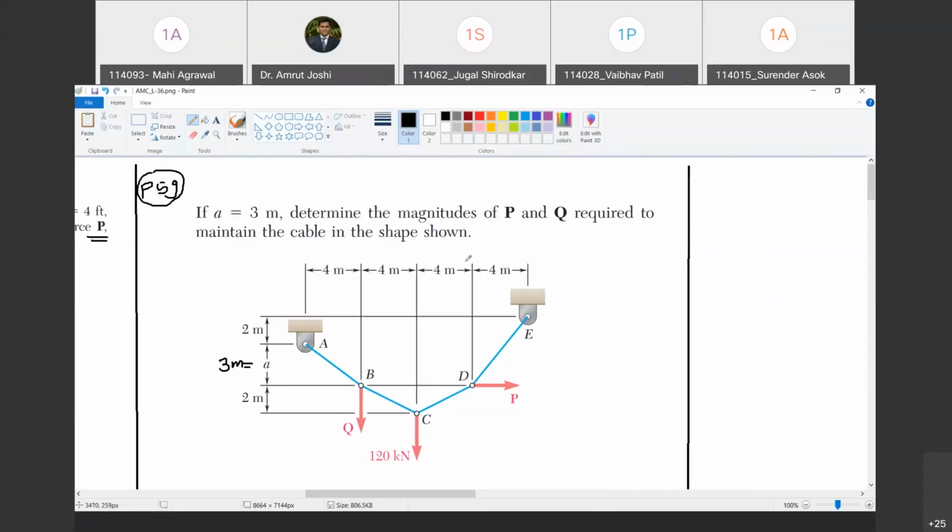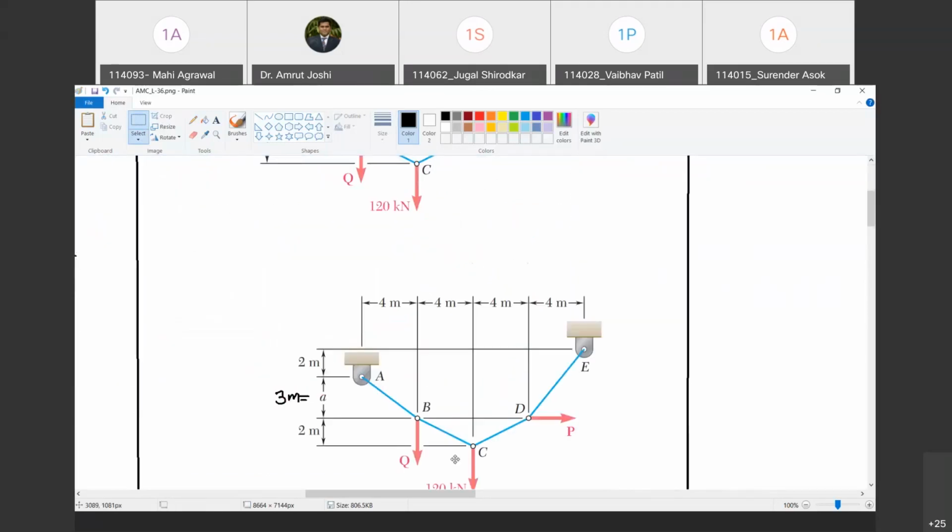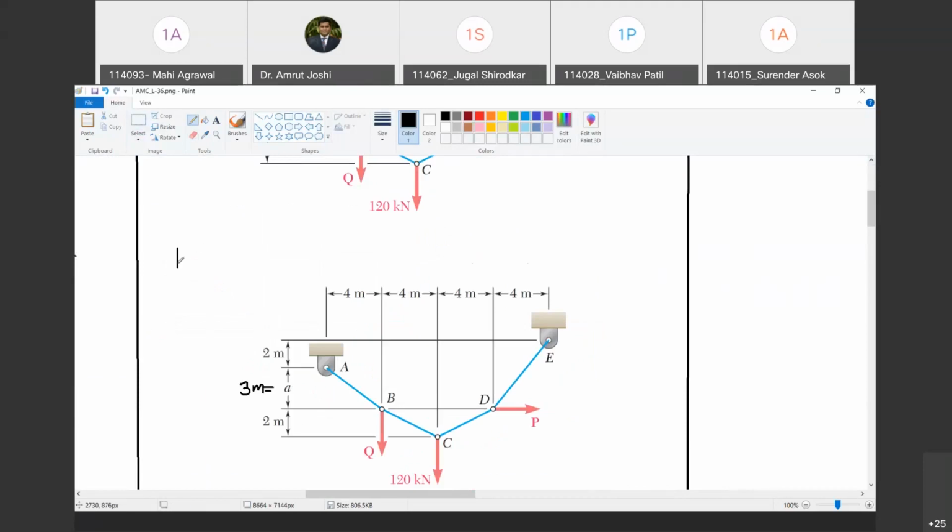So what are you going to do now? Tell me the first step. FBD of the cable. So let us draw that FBD of the entire cable. Help me out. How do I draw it? This is the entire cable. I have to draw its FBD. Free the body from all external agencies and show what the external agencies were doing. So what are the external agencies here? Q, P, 120 and supports A and E. If I free the body from support A, what should I show here? RA, and that RA will be inclined along AB. Do you agree with me?